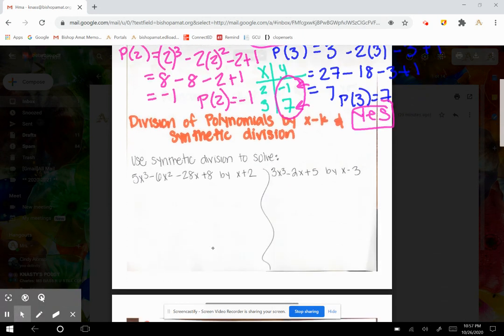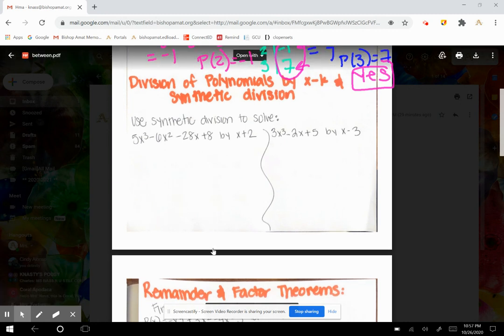All right, the other way we find zeros is using synthetic division. This should be a pretty good review for us. Now remember, we're going to set up the box, and the number that goes into the box is the divisor. We set that equal to 0. So x is equal to negative 2. That is the number that goes in the box. Then you use your coefficients. So 5, negative 6, negative 28, and 8.